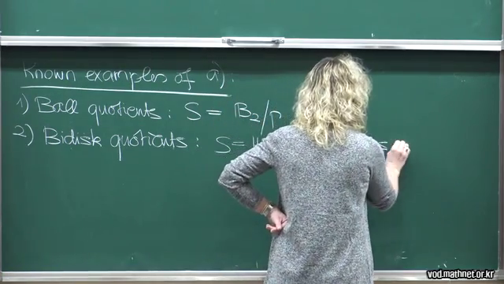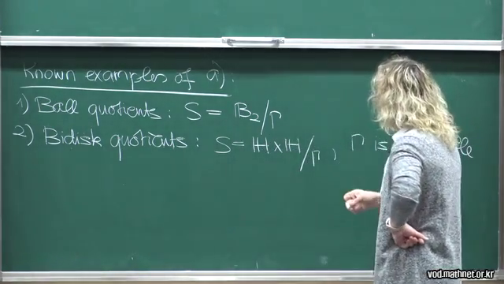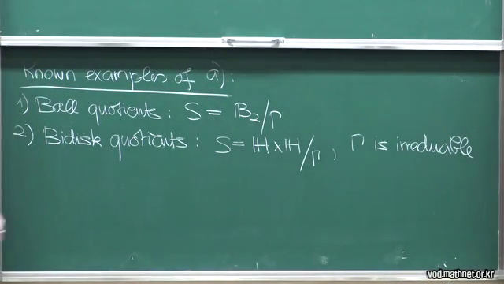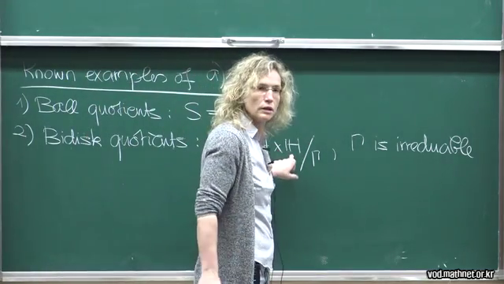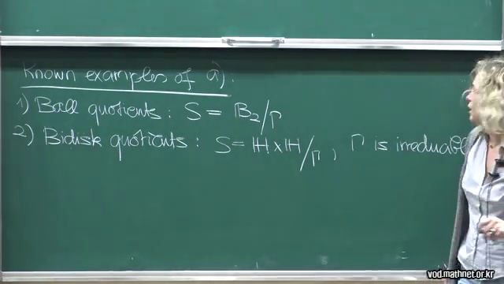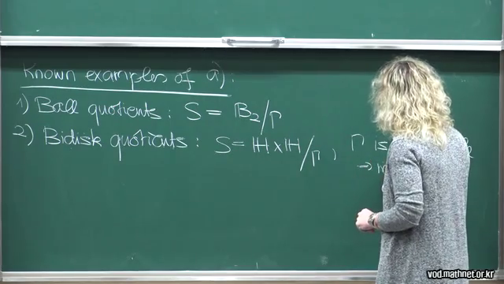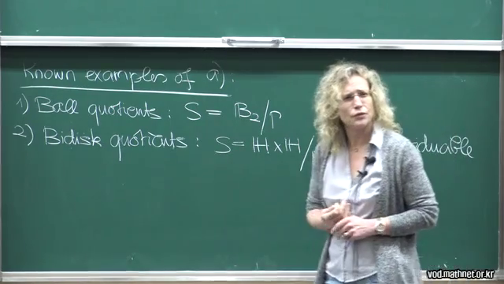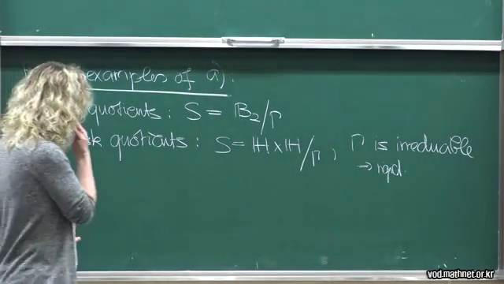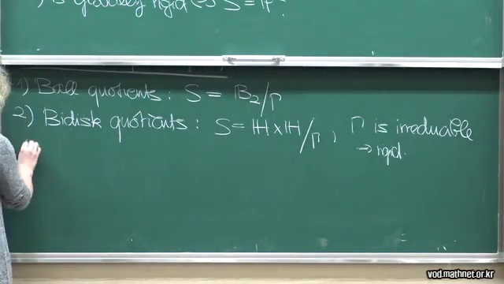If gamma is irreducible, this means each projection to PGL2R, each possible projection of gamma, has dense image. These are automatically rigid, by results of Mostow, Siu, Mok, Jost, and Yau. But there are also reducible bi-disk quotients.